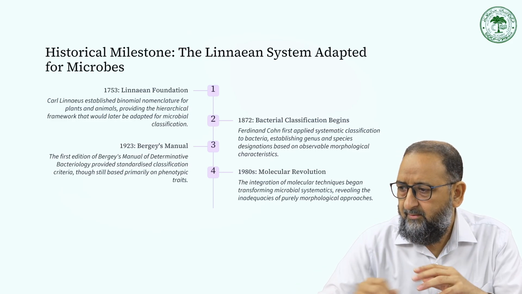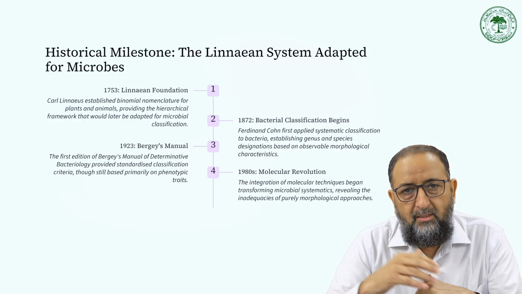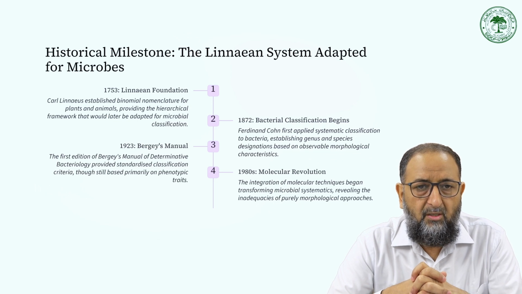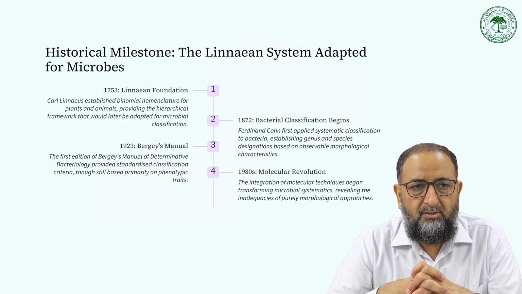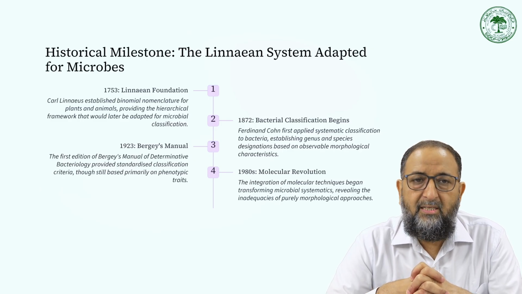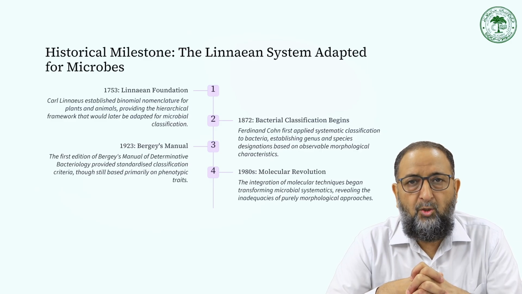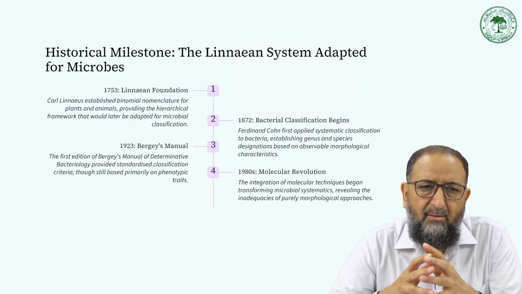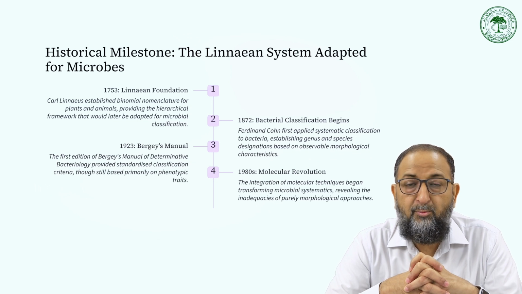Now, historical milestones in classification. The Linnaean system of classification, adapted for microbes, was the historical benchmark. In 1753, Linnaean foundations were laid: Carl Linnaeus established binomial nomenclature. It means naming these organisms by giving two names. Bi means two, nomenclature. He used it for plants and animals, providing the hierarchical framework that would later be adapted for microbial classification.